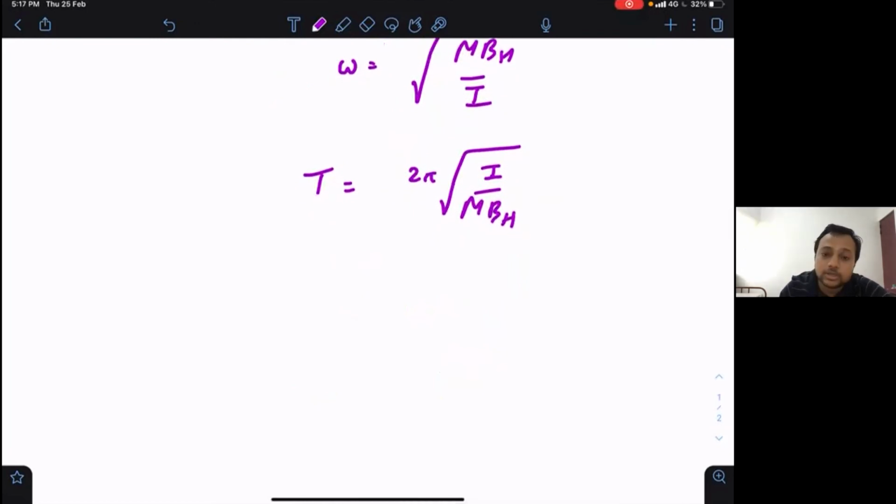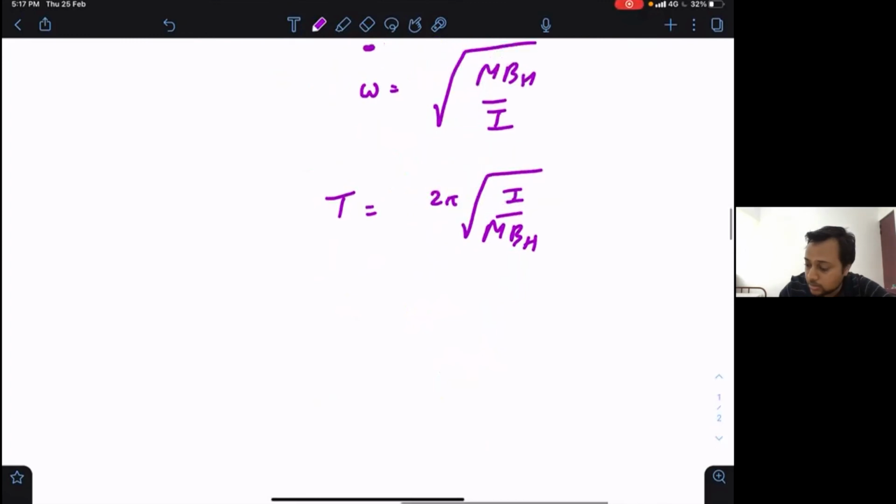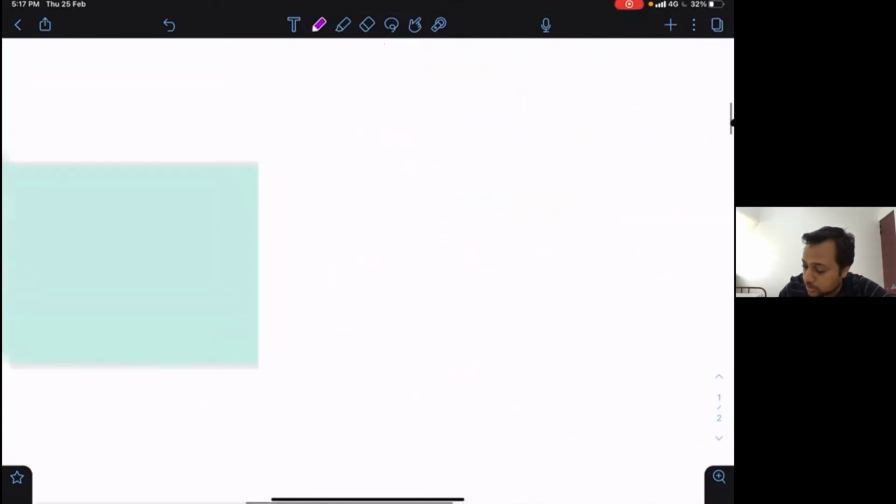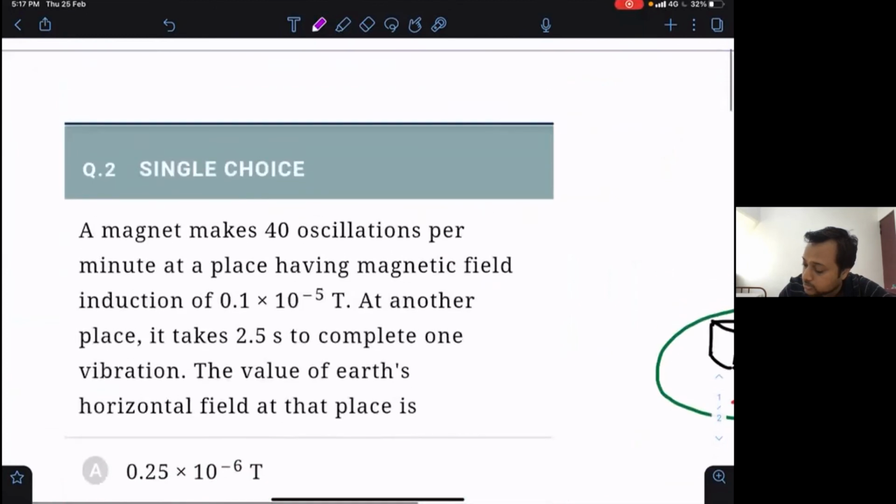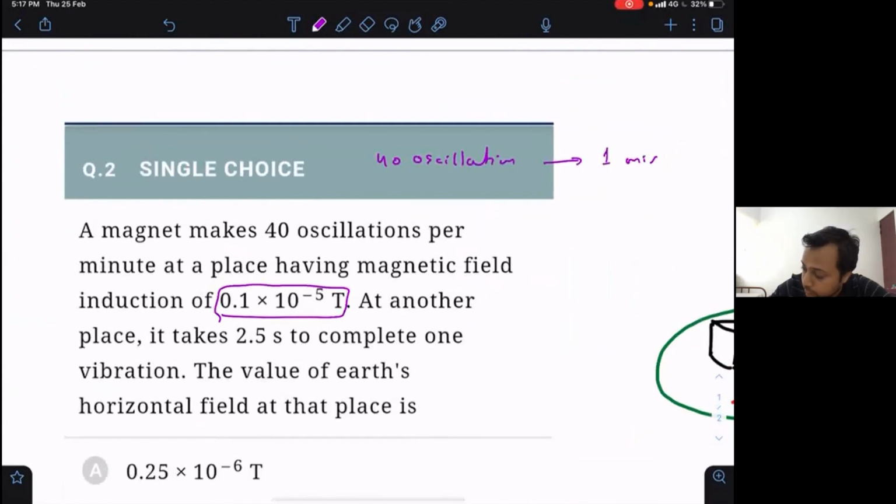Now, what is the initial oscillation time period when we are keeping this magnet in the first place? In the old place where we kept it, the magnetic field is 0.1, and 40 oscillations are happening. 40 oscillations are happening in how much time? In 1 minute. So how much time will one oscillation take? One oscillation will take 60 divided by 40 seconds, so 1.5 seconds. So the time period initially is 1.5 seconds.